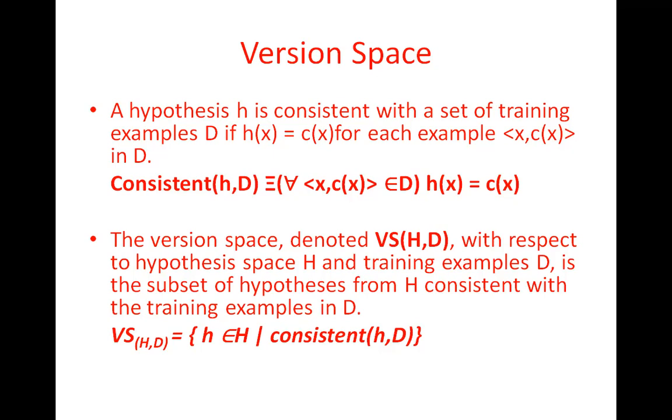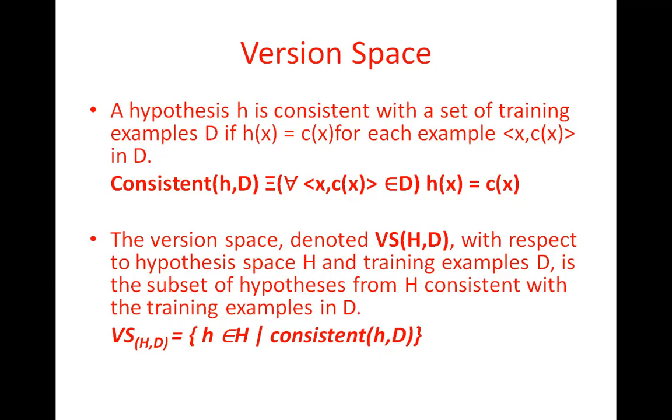Version space consists of all the hypotheses that are consistent with the given training data. If 5 hypotheses are there in the version space, all 5 must be consistent with all 4 training examples. A positive example has to be classified as positive, a negative example as negative. That is version space. Version space is denoted by VS with subscripts H, D, where H is the set of all hypotheses and capital D is the set of all examples. With respect to hypothesis space H and training examples D, it is the subset of hypotheses from H. Capital H is the set of all hypotheses, which may be consistent or inconsistent.